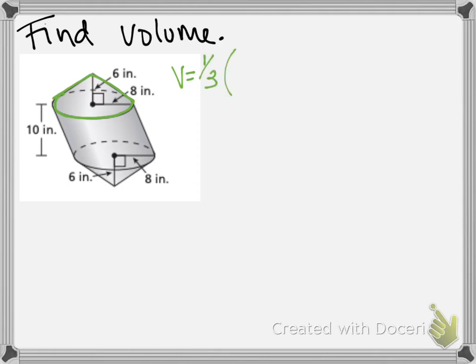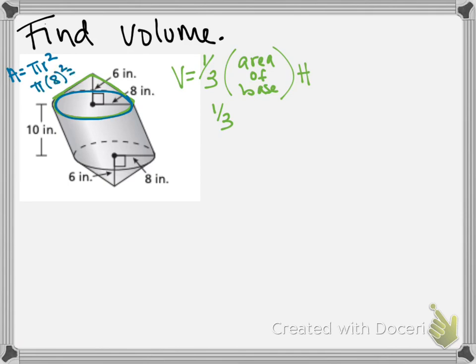It falls under the category of a pyramid. So it's 1/3 times the area of the base times the height of the whole object. So the area of the base we'll find first. The base is a circle. So we'll need to find the area of this circle, using pi r squared. So pi times 8 squared. 8 squared is 64. So pi times 64 is 201.06.